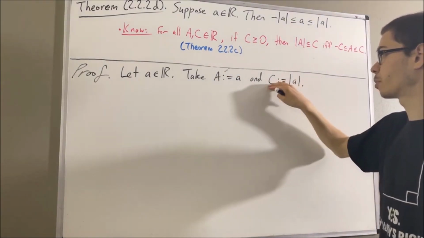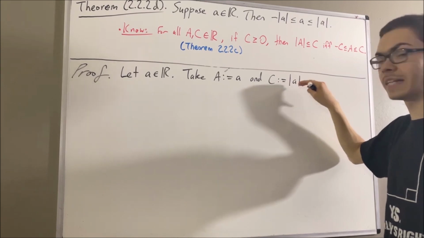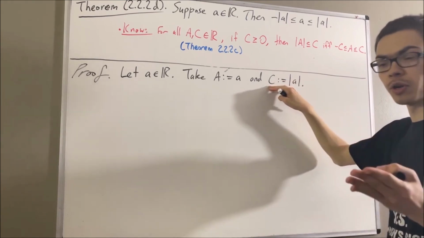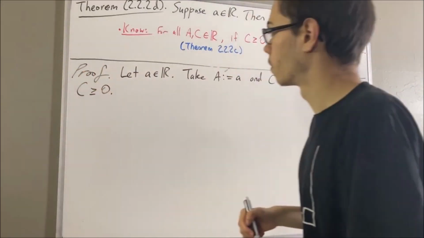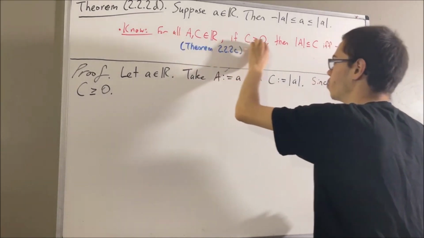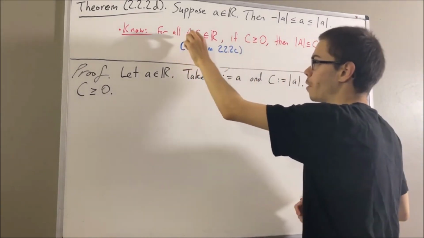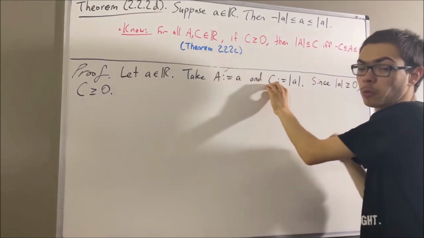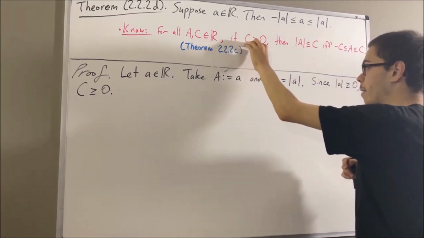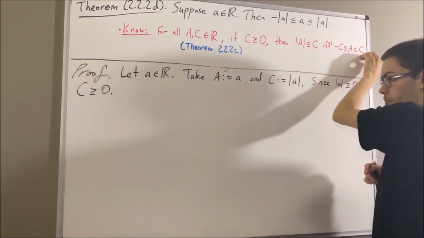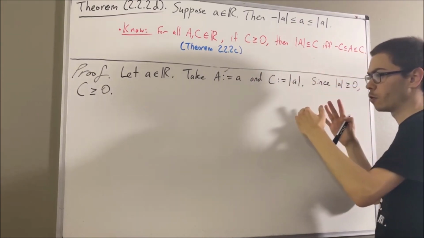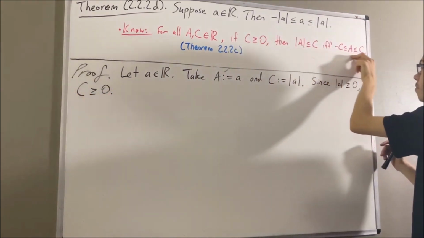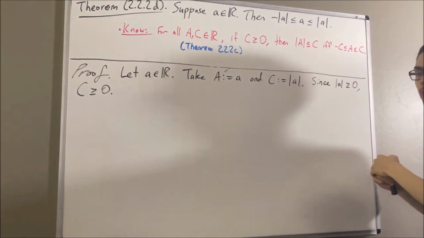Now, since capital C is equal to the absolute value of a, and the absolute value of a is greater than or equal to 0, this means that capital C is greater than or equal to 0. Now, taking a look at Theorem 2.2.2c, we see that this is a statement that works for every two real numbers. So, it must work for capital A and capital C that we have in our proof. So, if capital C is greater than or equal to 0, then this is true. Well, based on our proof, we have shown that capital C is greater than or equal to 0. So, this statement must be true for the capital A and capital C that we have in our proof.